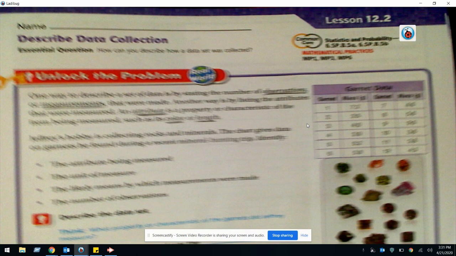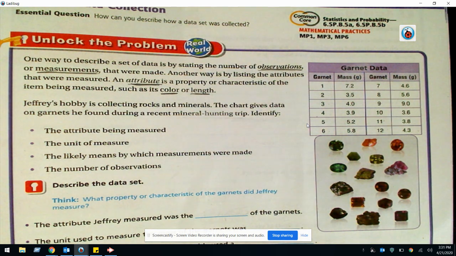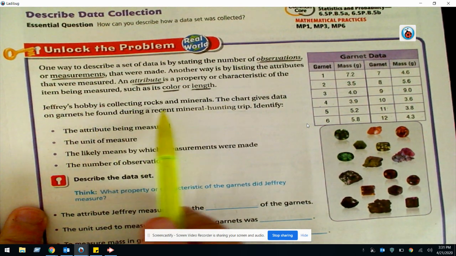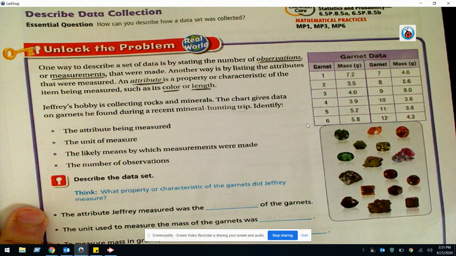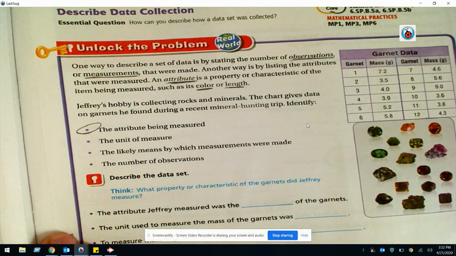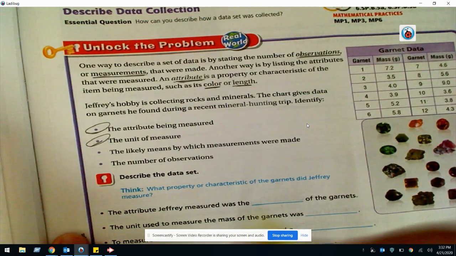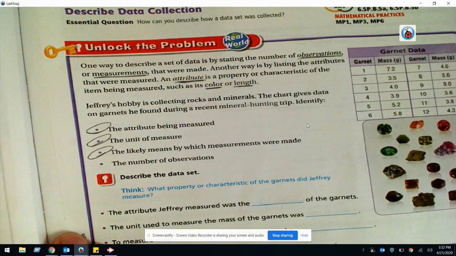Okay? So if you look right here in this first example that we're about to look at, this is talking about garnets. So garnet data, and you can see that there are different garnets and different masses, and the masses are being observed in grams. Okay, so let's follow along. Jeffrey's hobby is collecting rocks and minerals. The chart gives data on garnets he found during a recent mineral hunting trip. Identify the attribute being measured, so what's being measured for each garnet, the unit of measure, so what are they using to measure it, the likely means by which measurements were made, and the number of observations. So there's four things that we're looking for.